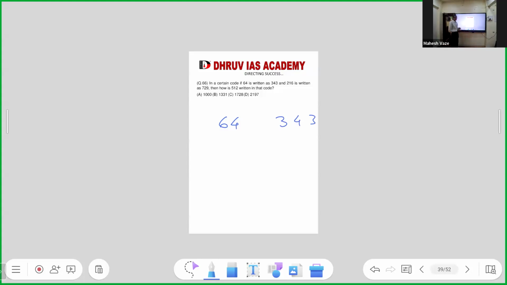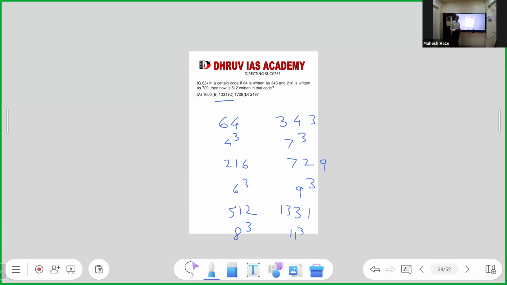64 is also a square, and it is also a cube. It is cube of 4. So 4 cube and this is 7 cube. Next one, 216 and 729. 216 is 6 cube, and this is 9 cube. So what you observe here is 4 and 7, so 4 plus 3 is 7. 6 plus 3, 9. Now the next number, 512 is 8 cube, so 8 plus 3 is 11. By this same logic, 4 plus 3, 7; 6 plus 3, 9; 8 plus 3, 11. So 11 cube, that is 1331.